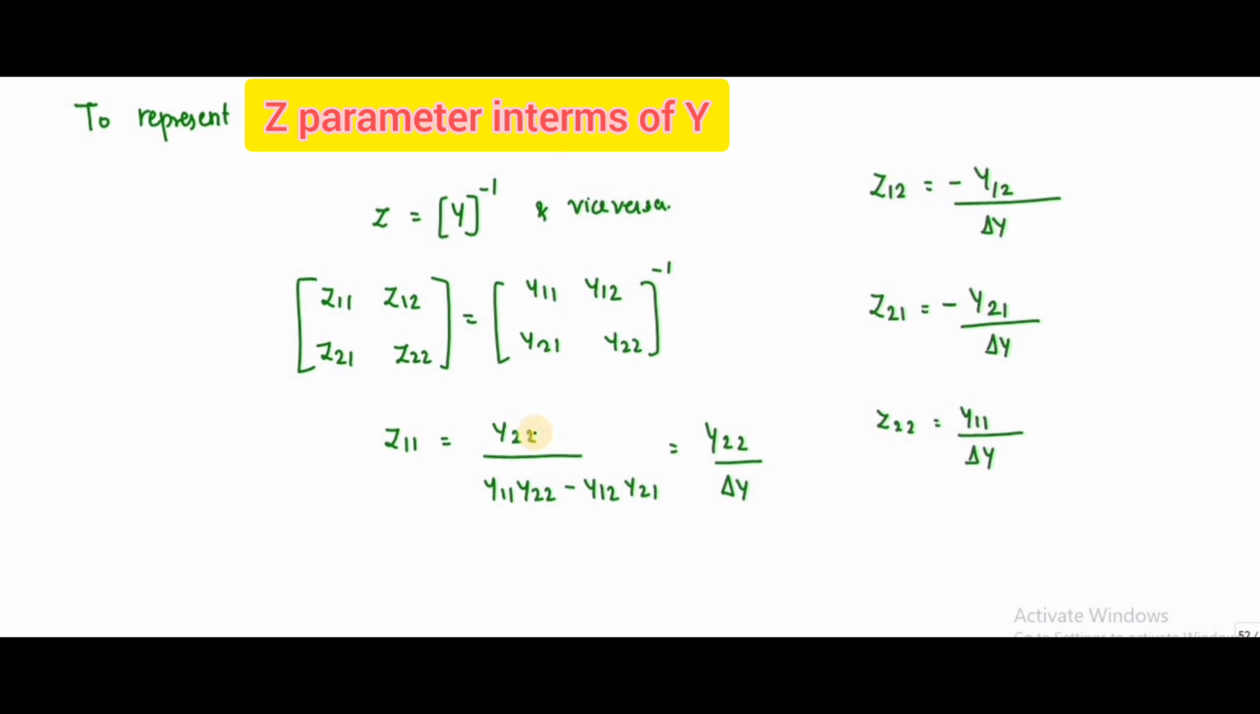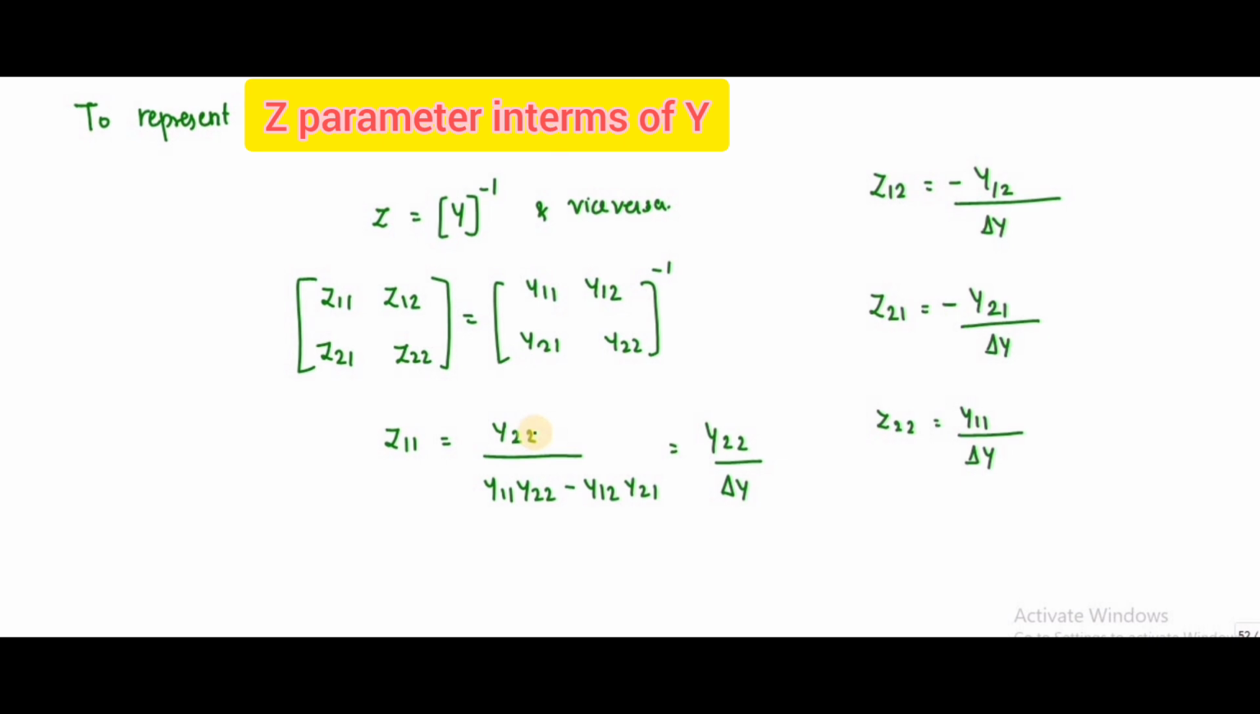So I have represented Z parameters in terms of y parameters. Okay. So next, let us go for the ABCD parameter.